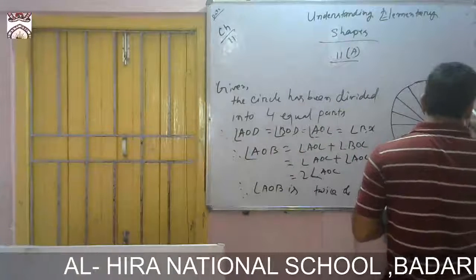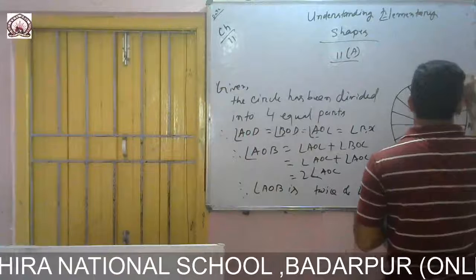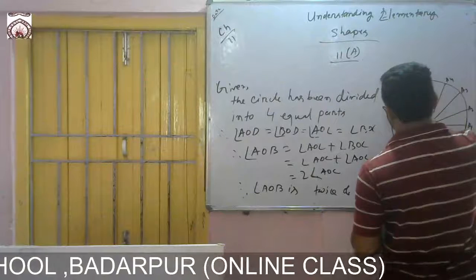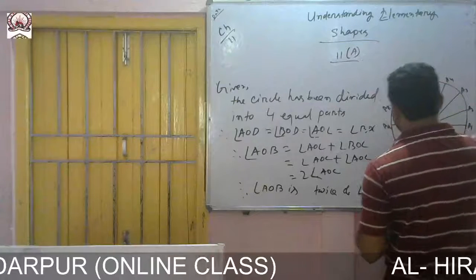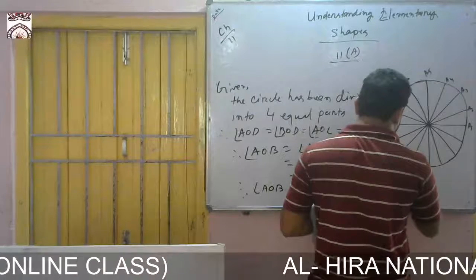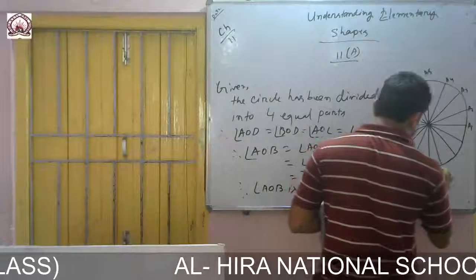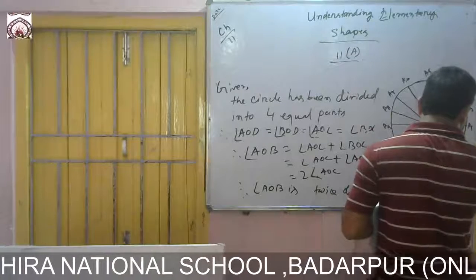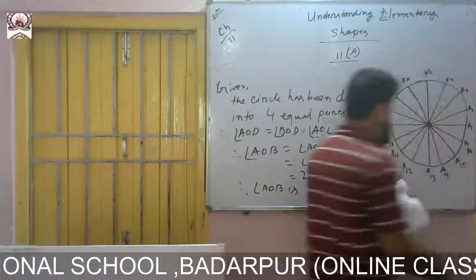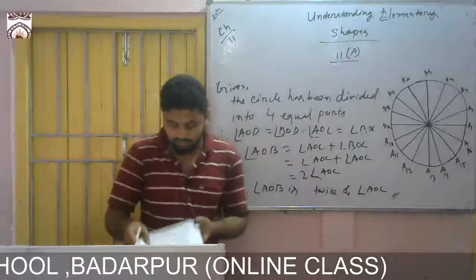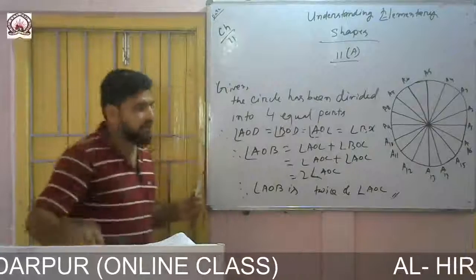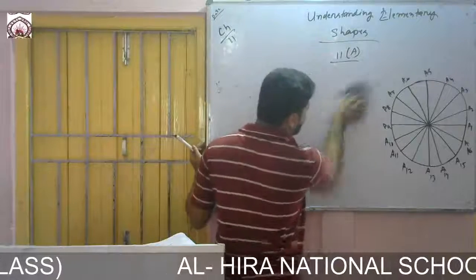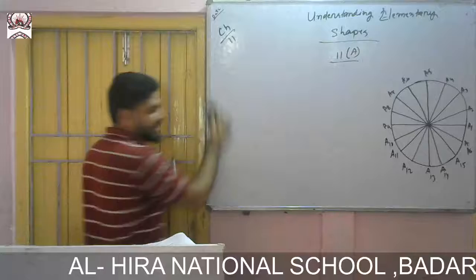So write A1, A2, A3, A4, A5, A6, A7, A8, A9, then A10, A11, A12, A13, A14, A15, A16.